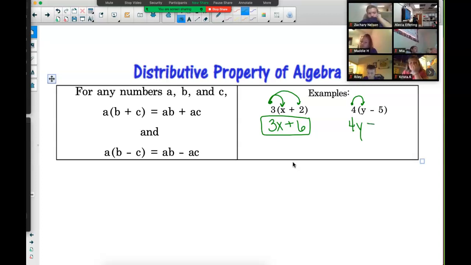And then minus, since there's a minus sign in the parentheses, the 4 also has to be shared with the 5. So that gives you what? It's 4 times 5? 20. So we'd have 4y minus 20 as your answer. Questions there? Okay, so let's try a few more examples.